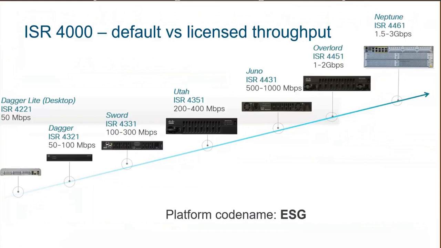So ISR 4K functions based on default versus licensed throughput. There will be a default throughput that is set for each of these platforms. The numbers mentioned in this slide are the default throughput, but there are two types of licenses: performance license and boost license. Performance license increases the throughput. Usually it will be double the default, but boost will be unthrottled. It will have as much as the hardware can process. So the throughput will be license based. If there is a need, the license can be purchased to enable more throughput.